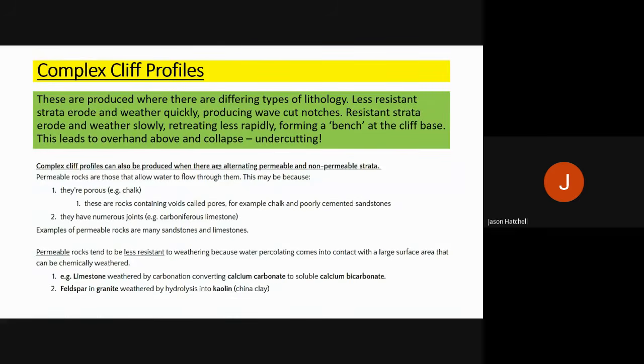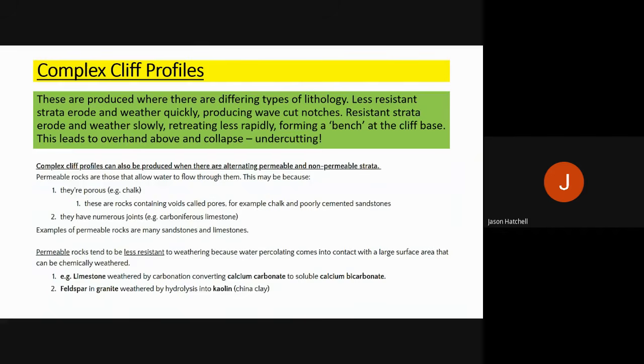Now, these rock types affect the types of cliff profiles we get. So less resistant layers or bands of rock or strata erode quickly and weather quickly. And they produce things like wave-cut notches because of the marine processes on the rock. Resistant rocks erode slowly and weather slowly. And they form what's called a bench at the cliff base. And this leads to an overhang of the cliff above. Essentially, what we've got there is undercutting taking place. So wave-cut platforms is what that bench would look like.